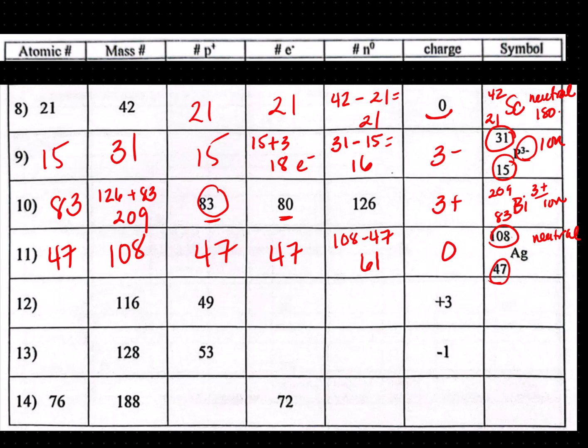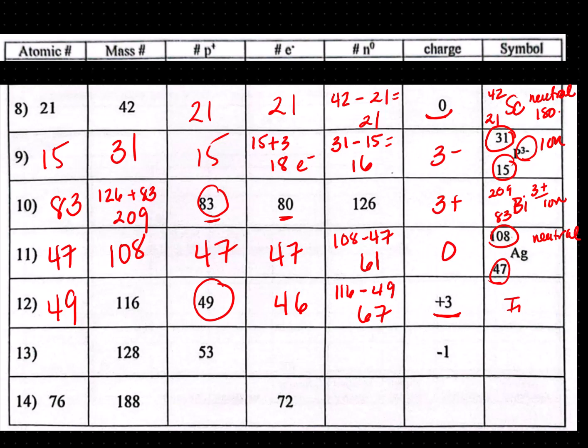Next one is 49 for the number of protons, which gives you the atomic number. Since its charge is plus 3, it's going to have 3 more protons than electrons. So it's going to have 46 electrons. 49 minus 3 because it lost. Since the mass number is given, the neutrons is 116 minus 49, which is 67.